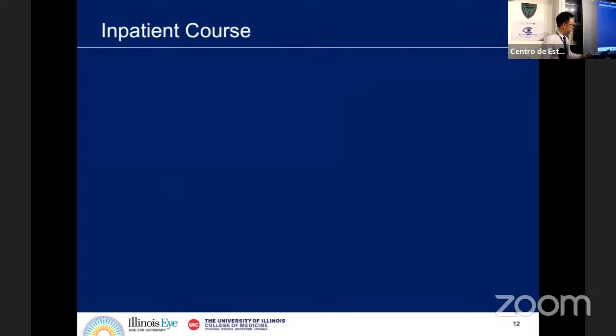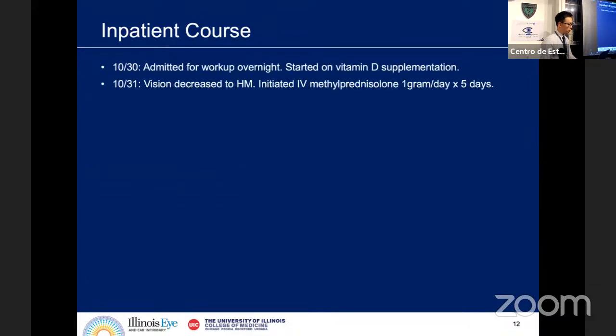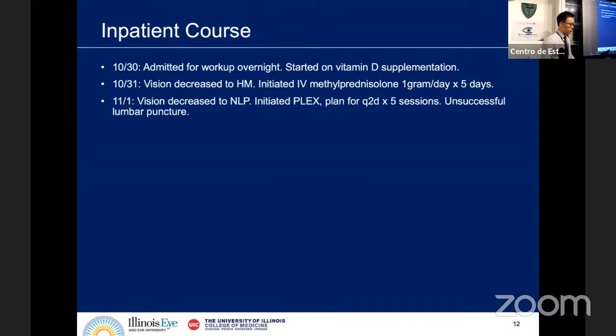So given all of this, we admitted him and decided to start treatment with IV methylprednisolone for this optic neuritis of an unknown etiology at this point. When we admitted him, on the initial exam, we had a count finger vision, but quickly the next day he had already decreased to hand motion vision. By the second day after that, he had actually become NLP, so a very, very rapid deterioration in his vision.